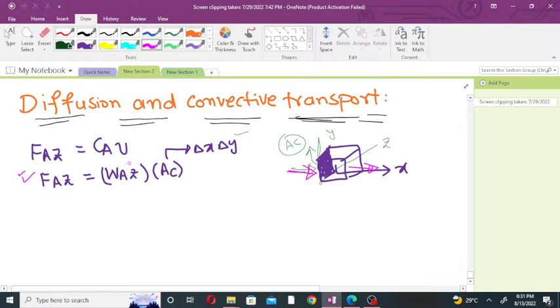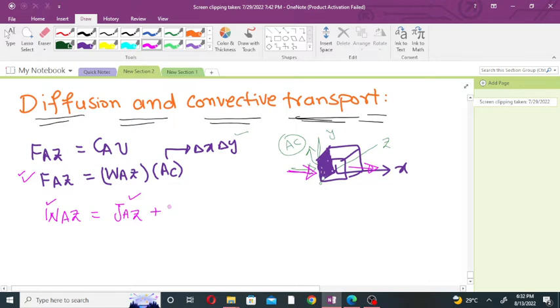We also discussed that the molar flux of component A in the z direction is of two types. The flux of component A in the z direction can be the diffusional flux, or it can be the flux resulting from the bulk flow. It can be the convective flux.